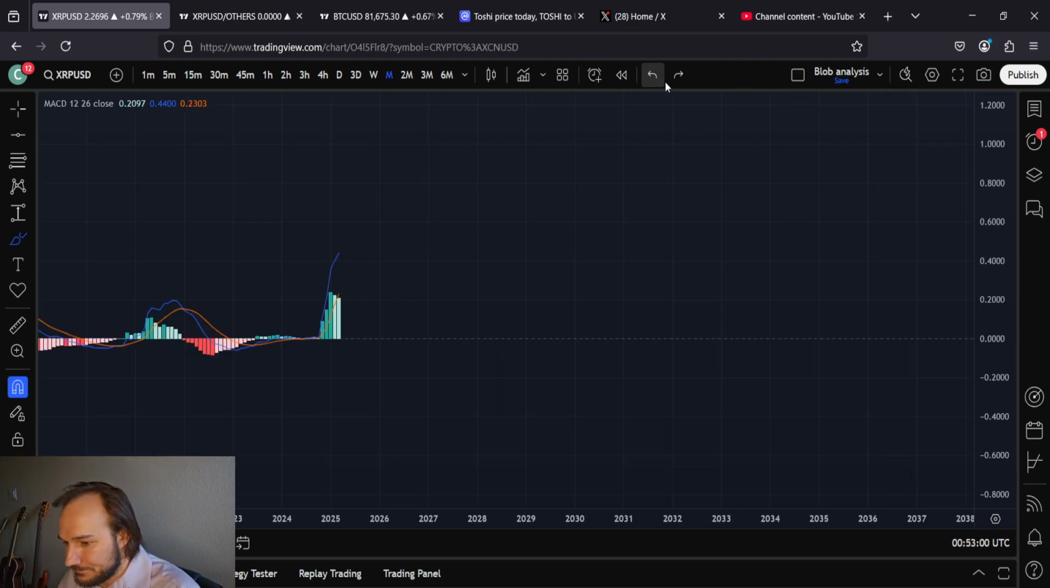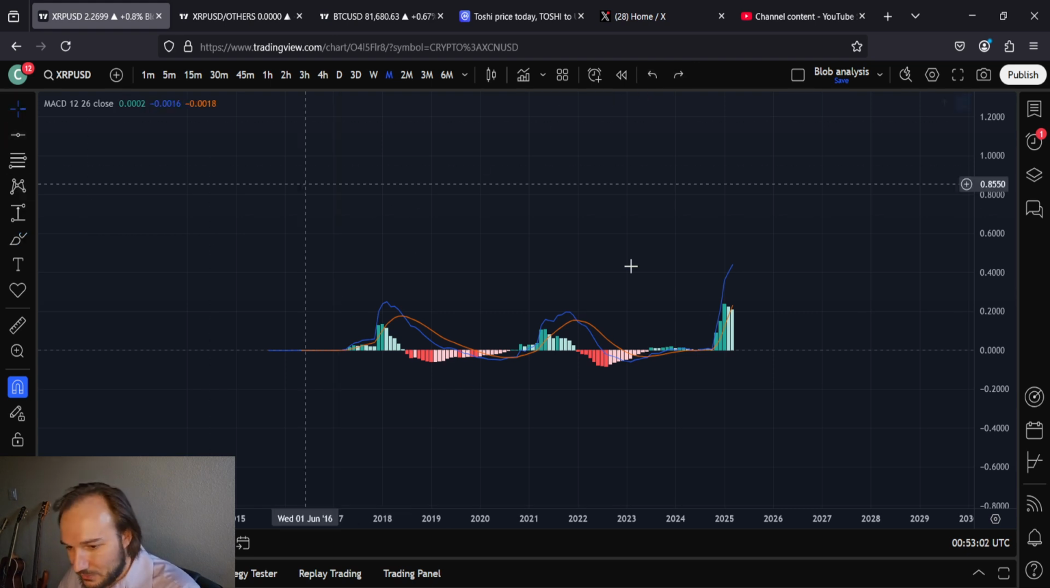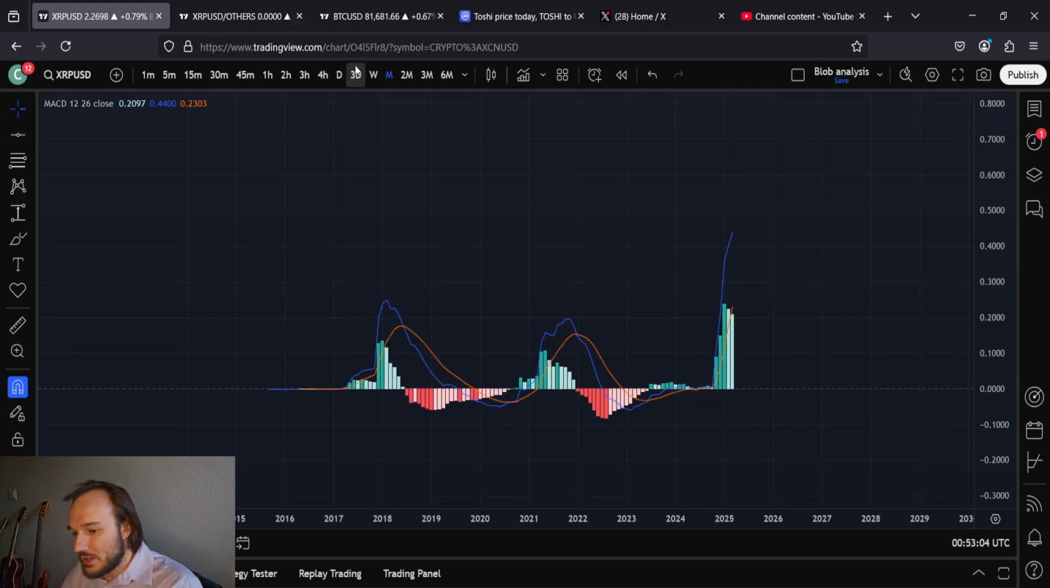This is not the chart I was talking about, but it's a little different than what we normally talk about. Monthly, weekly, and daily time frames are the most useful for the MACD. It's not really useful on shorter term time frames, just so you're aware.